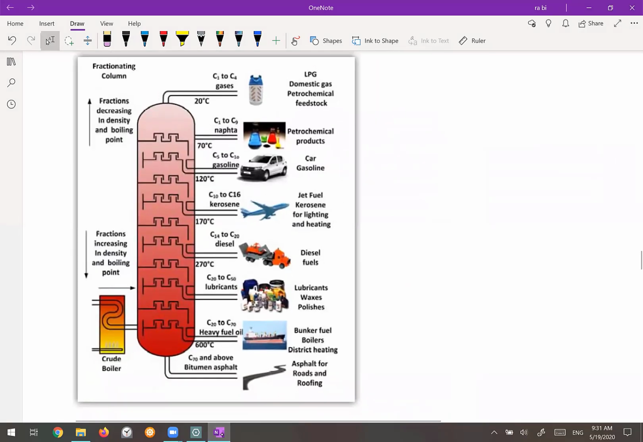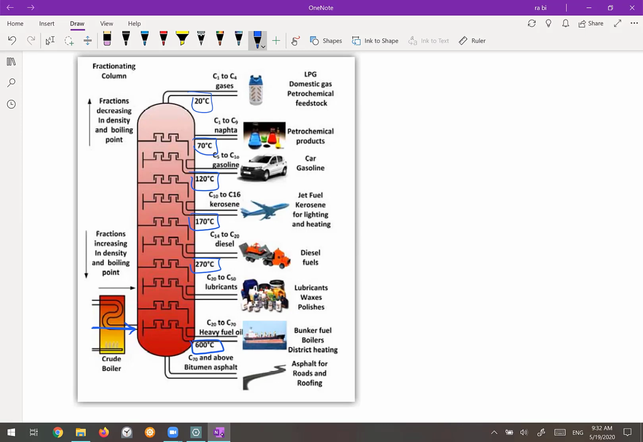In this column, you have different temperatures. At the bottom of the fractioning column, the temperature is high, 600 degrees. But as you go up the column, the temperature drops. For example, here it is 270, 170, 120, 70, and 20 degrees. So as you go up, the temperature decreases. They insert the crude oil from here at the bottom.